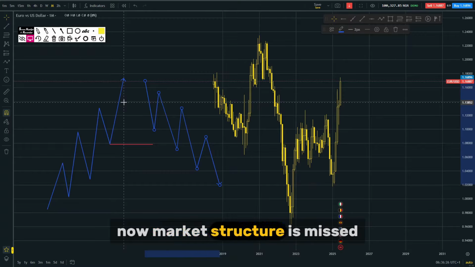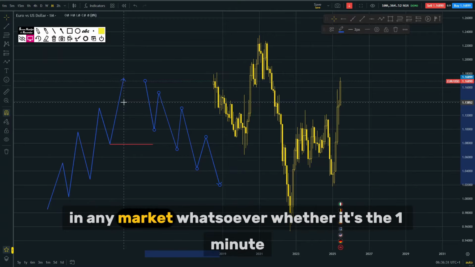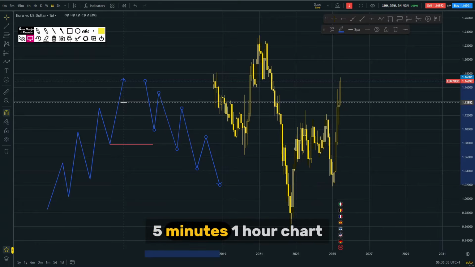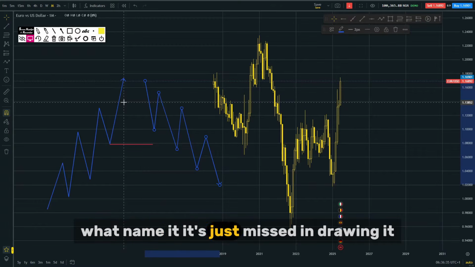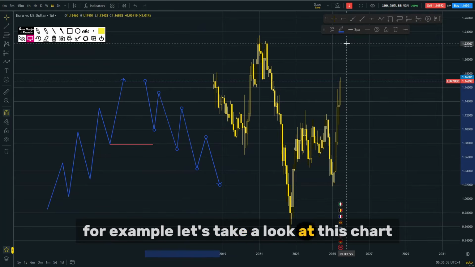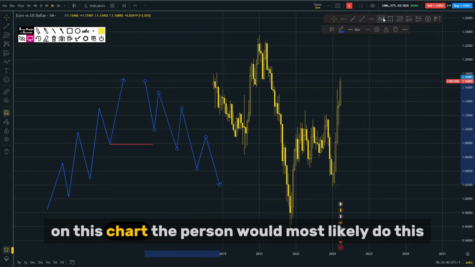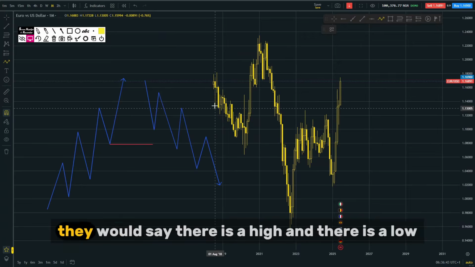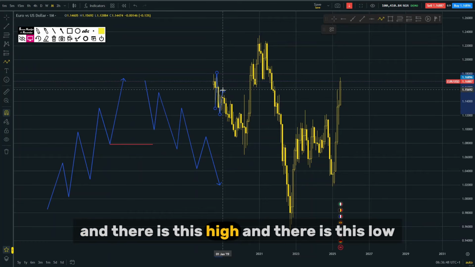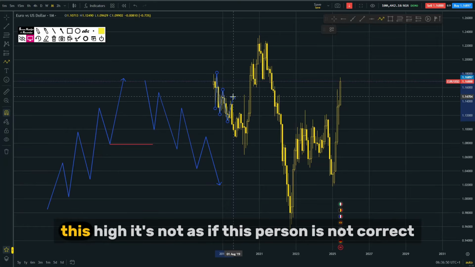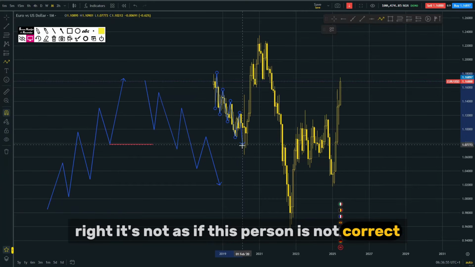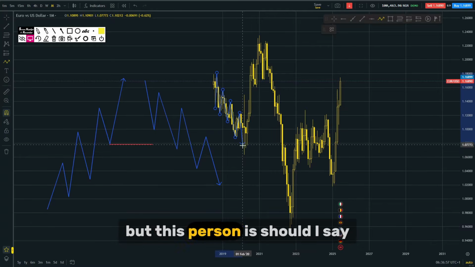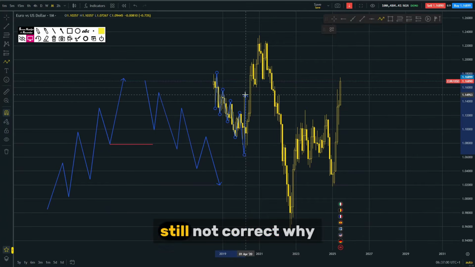Now, market structure is missed in terms of actually drawing it in any market whatsoever, whether it's the 1 minute, 5 minutes, 1 hour charts, name it, it's just missed in drawing it. For example, let's take a look at this chart. If you ask somebody to draw market structure on this chart, the person would most likely do this. They would say there is a high, then there is a low, then there is this high, and there is this low, this high. It's not as if this person is not correct, right?